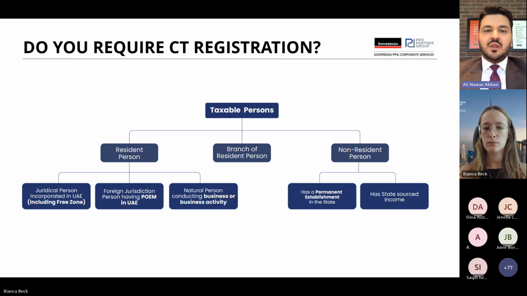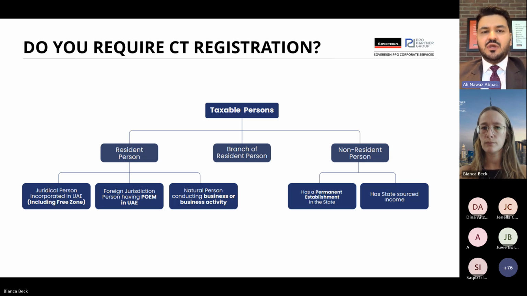need to register. One of the examples of state-sourced income would be if a Singaporean company owns a property in UAE and is renting it out to earn income. This Singaporean company would be considered as earning state-sourced income and would be required to register for corporate tax.